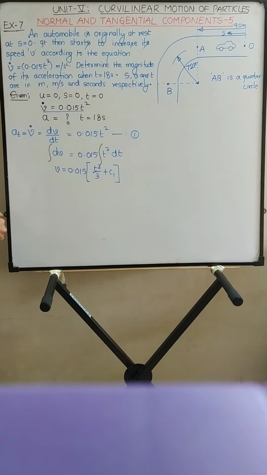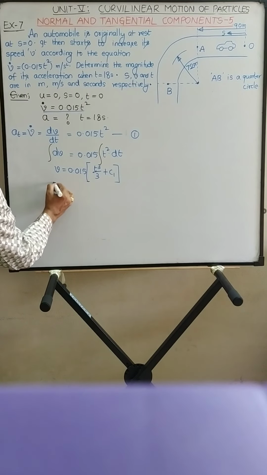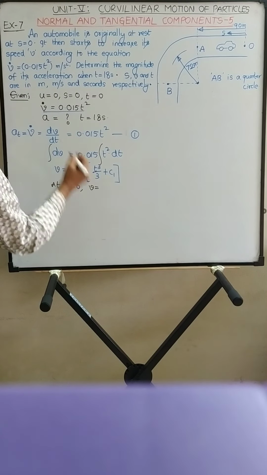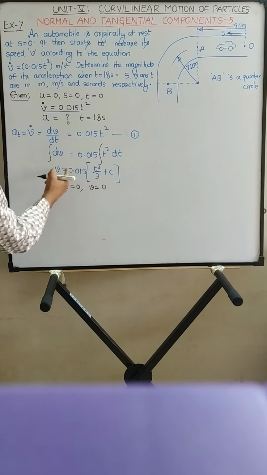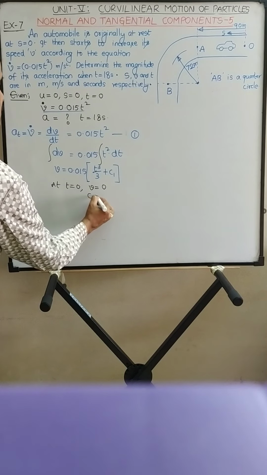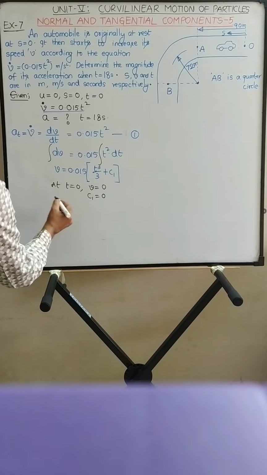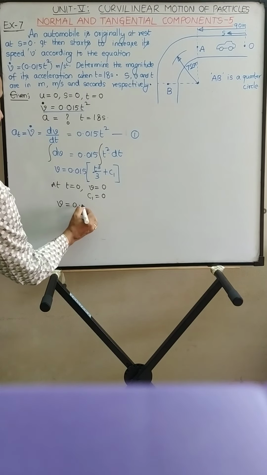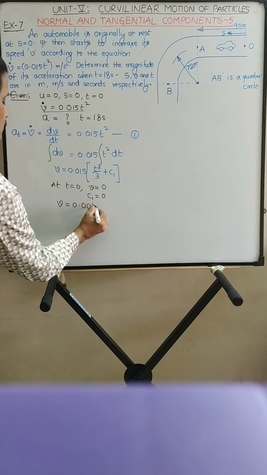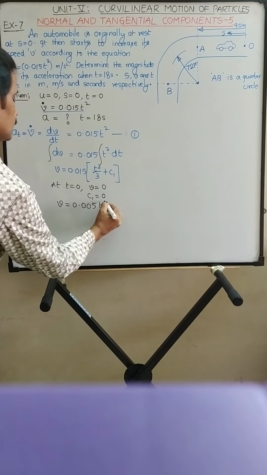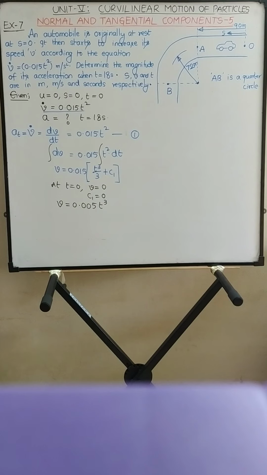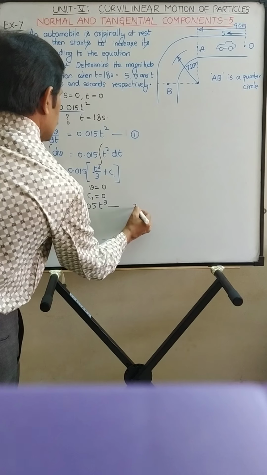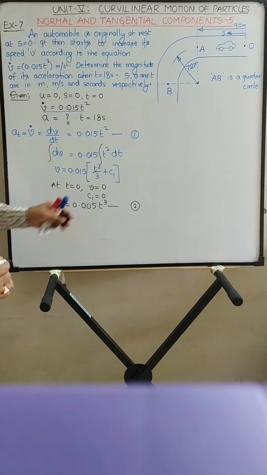We can find out the constant of integration from the initial condition that at t is equal to 0, v is equal to 0. So putting t is equal to 0, v is equal to 0, we get c1 is equal to 0. So the speed of the particle is given by v is equal to 0.005 t cube. Say this is equation 2. Is it clear?